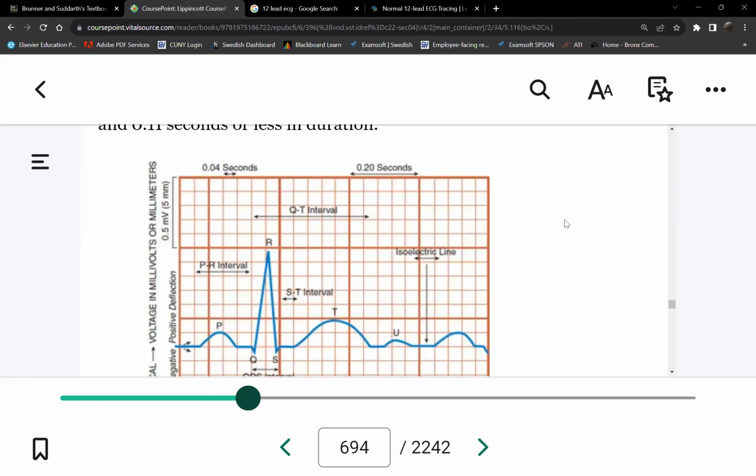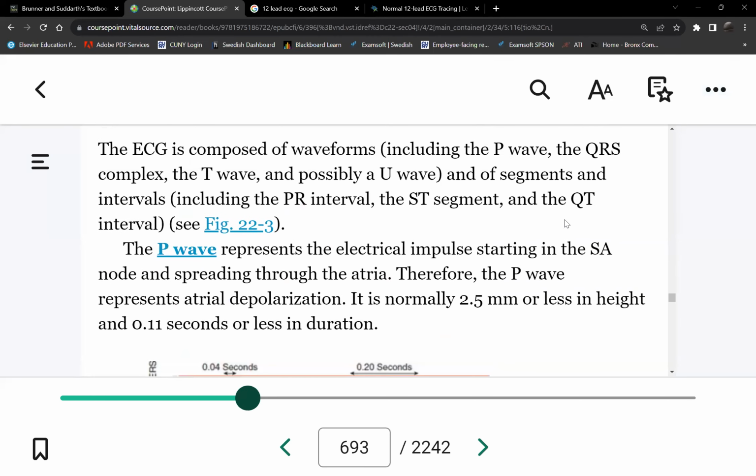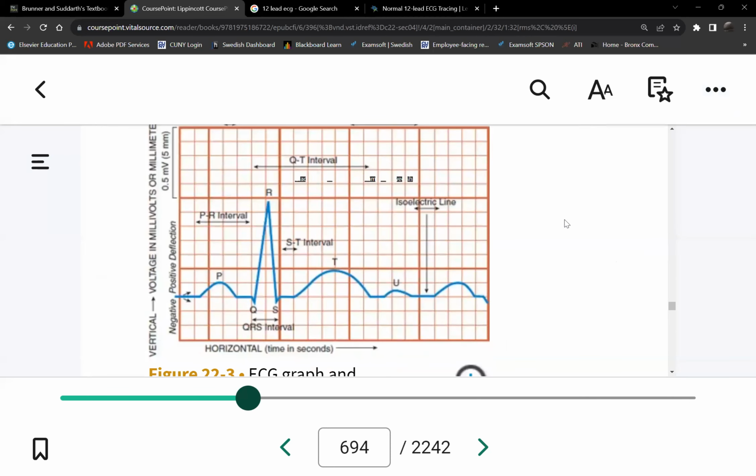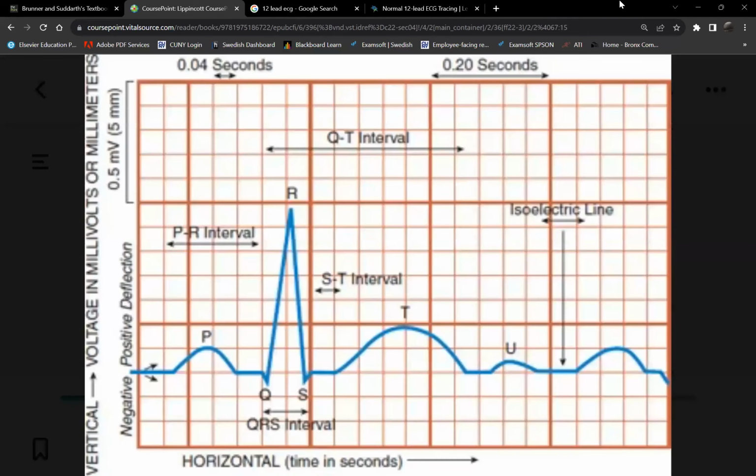All right, let's look at now what the waves and complexes are representing. So what you're looking at here is a PQRST. This is one cardiac cycle, meaning this is one heartbeat. First of all, let's look at what the paper represents. So on an ECG paper, you've got horizontal lines and vertical lines. Horizontal lines represent time in seconds.